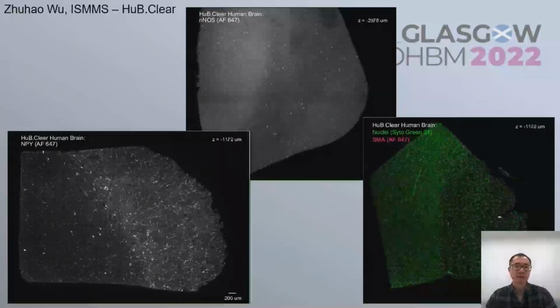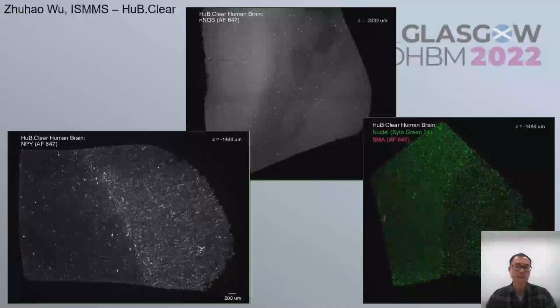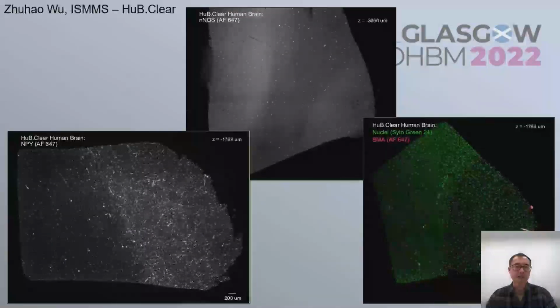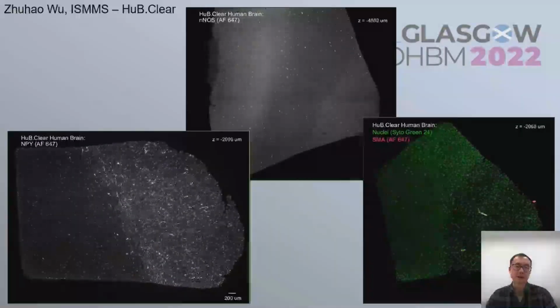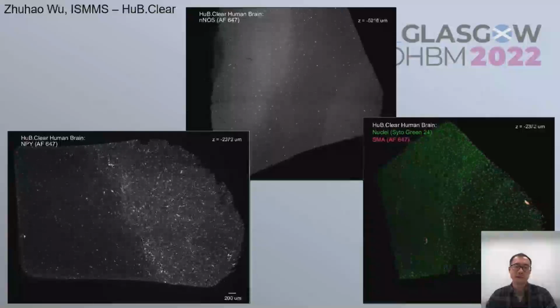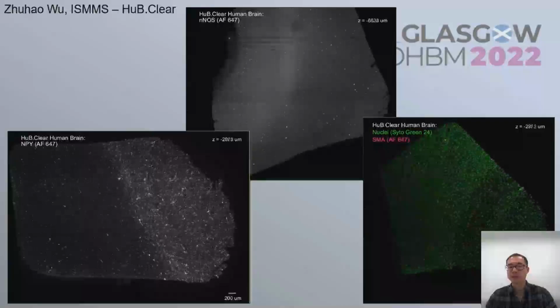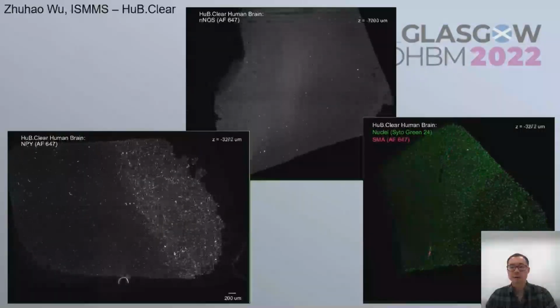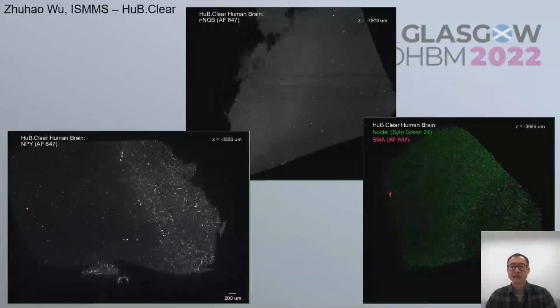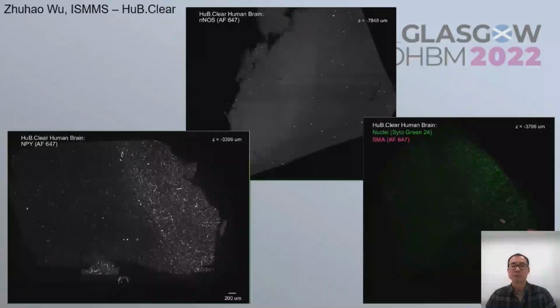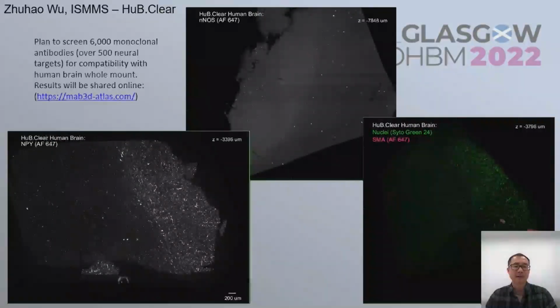And bottom left here is MPY labeling for another distinct neuronal subclass. Not only can you appreciate the cell body distribution, you can also see their extensive neural projections in both gray matter and white matter. In the bottom right here, green labels every single nucleus, while the magenta is the arteries coursing through. As you can see, the labeling is even and complete over centimeters in the entire human brain block. We have identified dozens of markers that could label diverse structures in human brain samples, while we are planning to screen many more monoclonal antibodies to cover over 500 neural targets for compatibility.